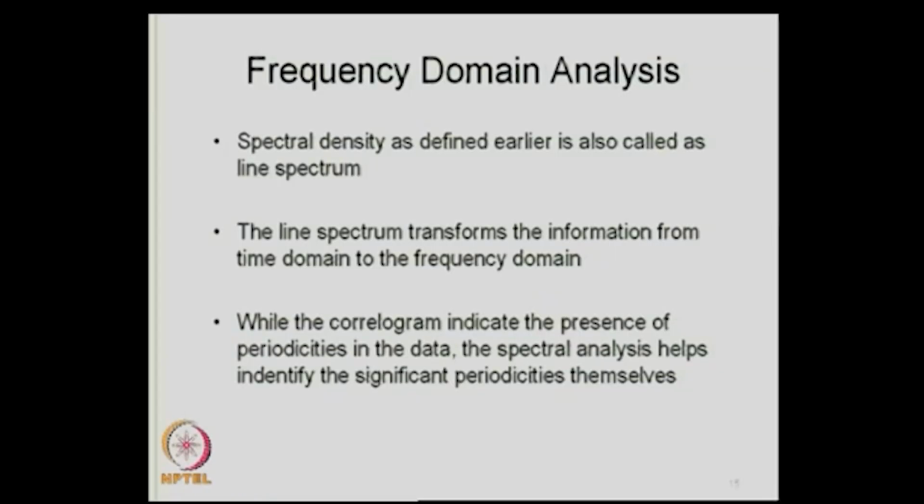The way we estimated the spectrum and plot of I k versus omega k that we just did is called the line spectrum. Now, the line spectrum transforms the information from the time domain to the frequency domain. As I said, while the correlogram indicates the presence of periodicities in the data, the spectral analysis helps identify the significant periodicities themselves. We will do some examples by which we can demonstrate this fact.